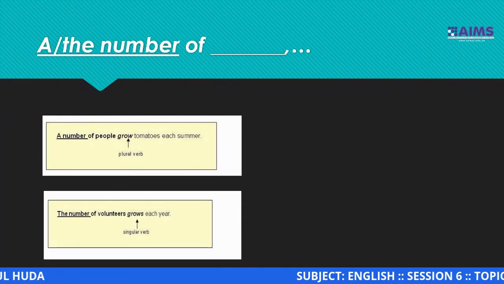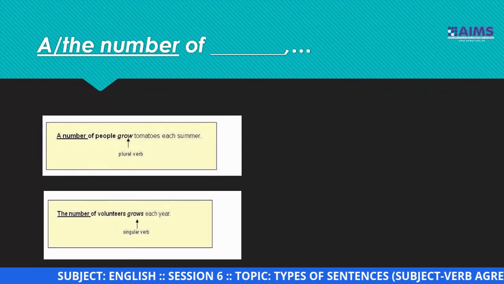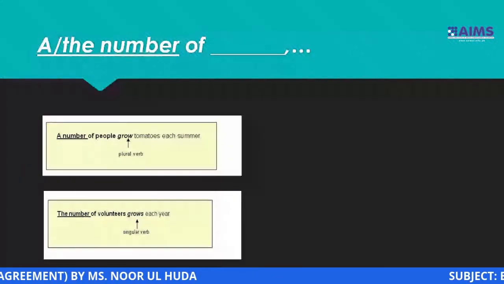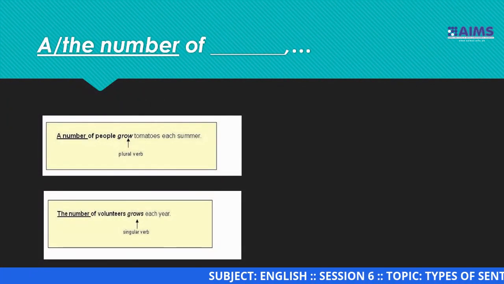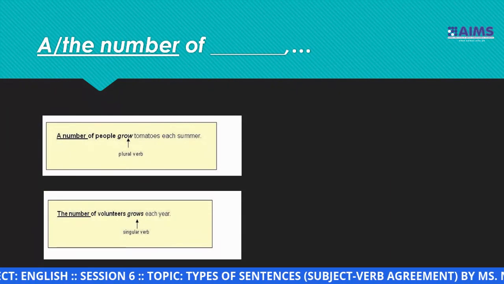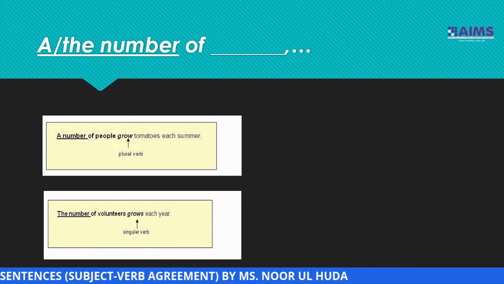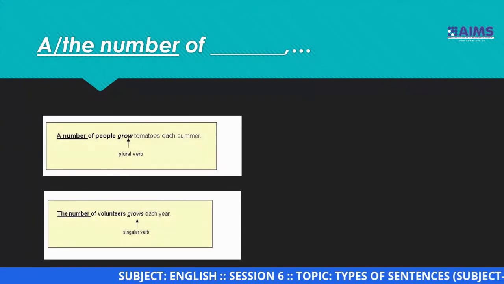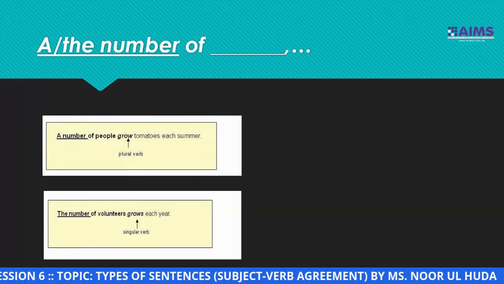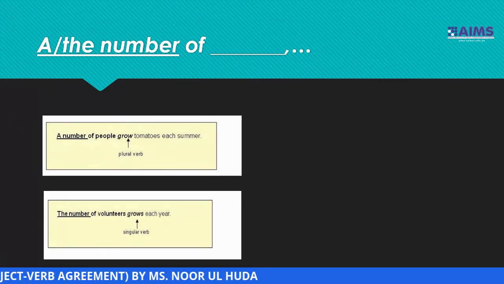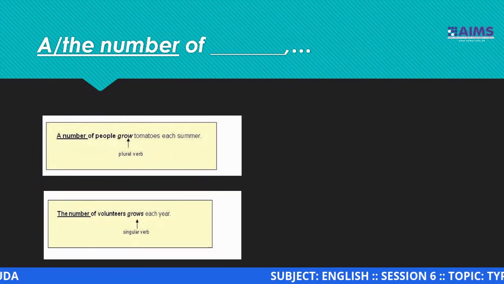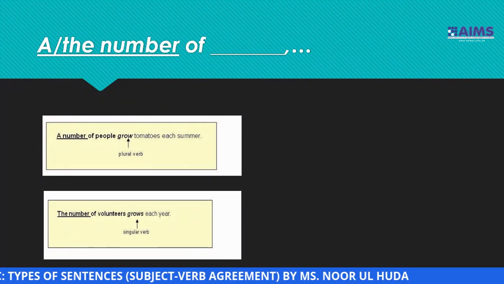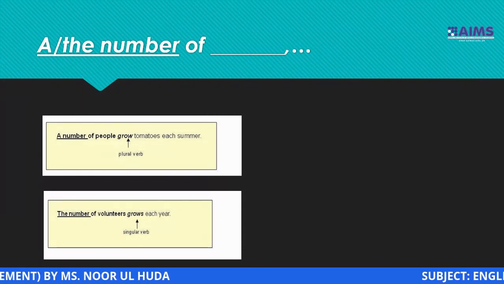Yes, probably the last one, "a number of" or "the number of." A number of people grow tomatoes each summer. A number of people means there are several people who grow tomatoes each summer. It refers to the quantity of people, that so many people grow tomatoes each summer. Now, when we talk about the number of volunteers grows each year, the focus of the speaker is the digit, the statistical value of the volunteers. So the number of volunteers grows each year.